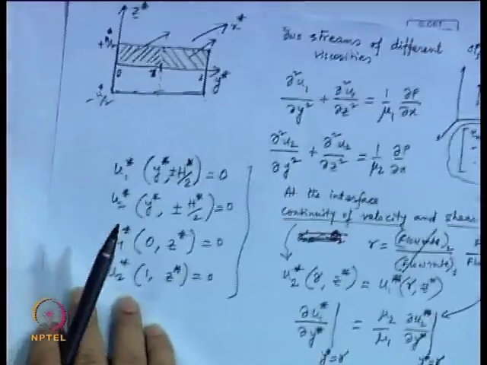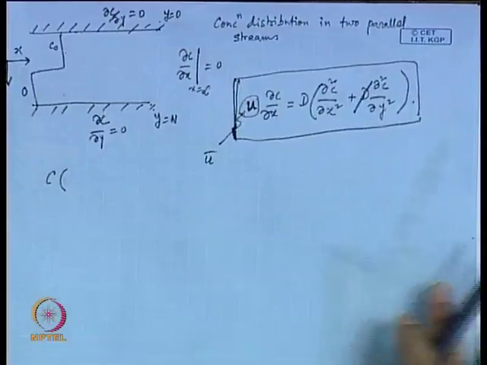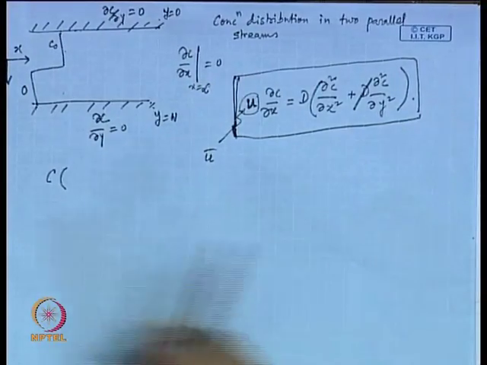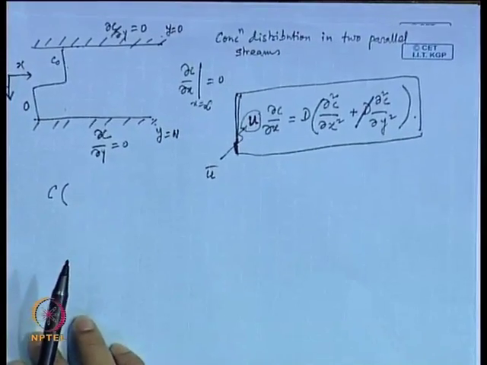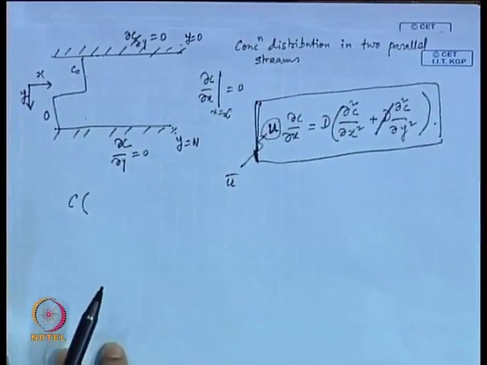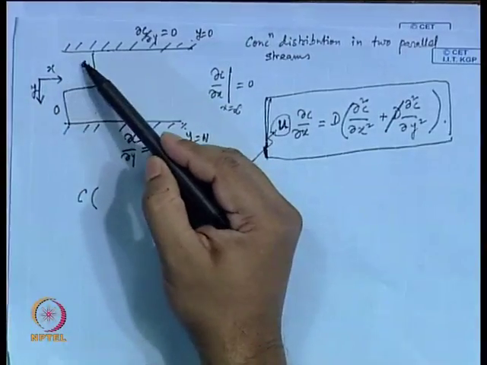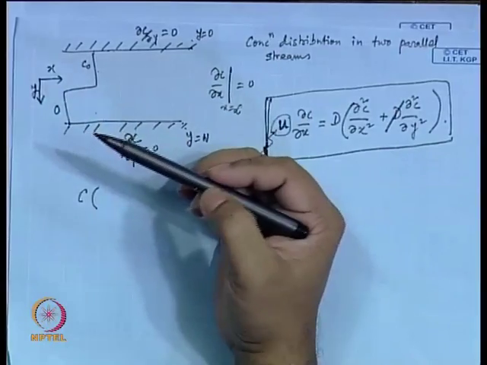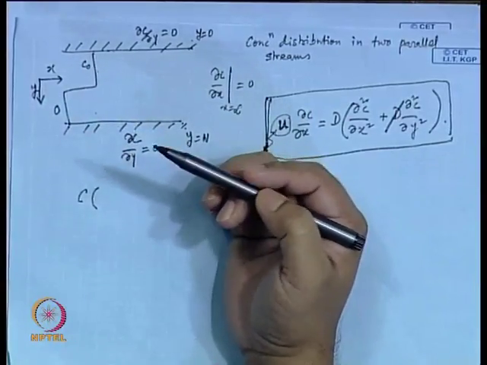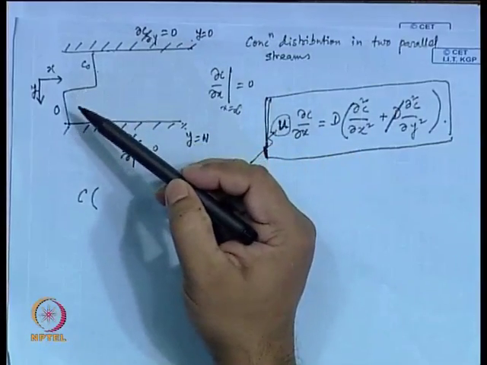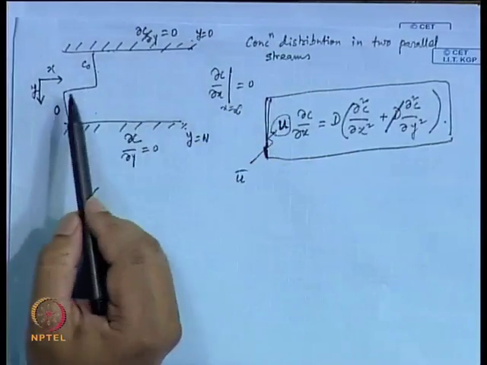Okay, so this is as far as the material that we have been talking about. The other thing that we started last time was the concentration distribution in two parallel streams. That means, we have been talking about the flow of two fluids, two parallel streams. One is having a concentration C0 and the other is having a concentration 0, and they are flowing side by side.